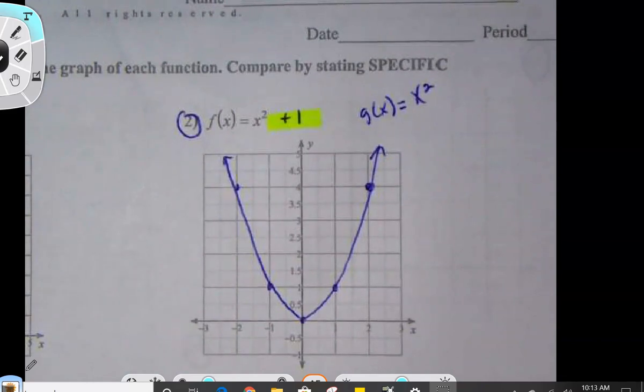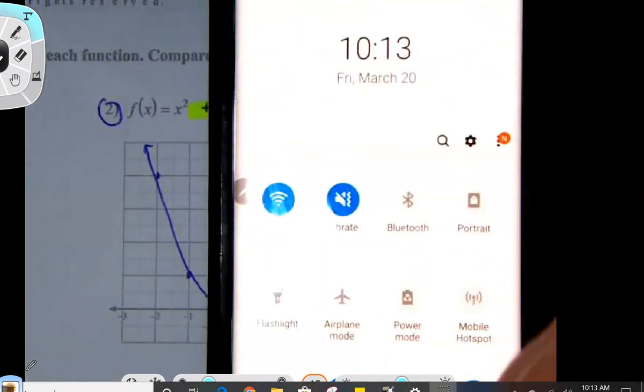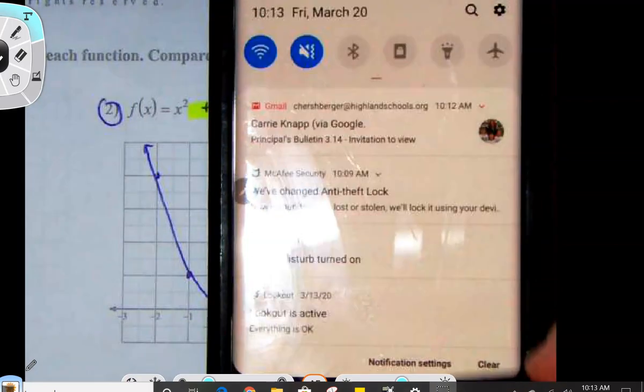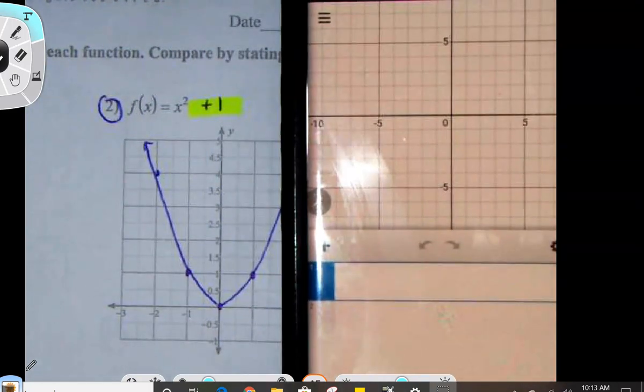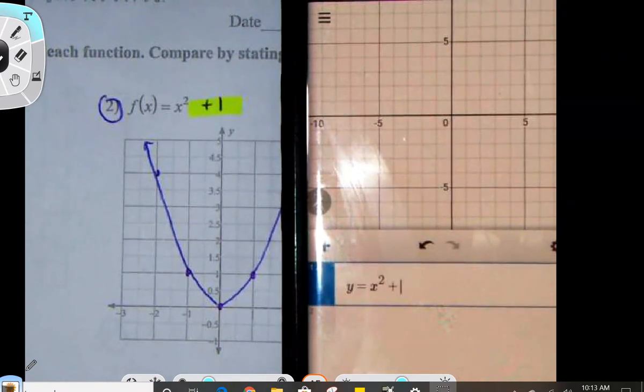So then if I were to use Desmos, if you want to type in your parent function on Desmos, that's perfectly fine as well, but you don't necessarily need to if you understand that and you're good to go. So we can type in f of x, or I'm just going to put y equals, just because that's easier on my phone, the app, than using the keyboard and typing in f of x. So y equals x squared plus 1.